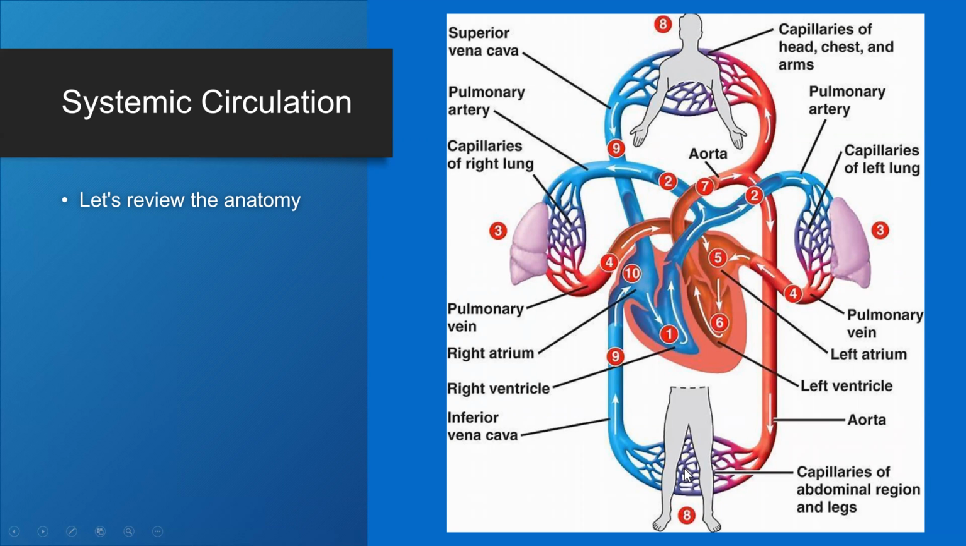And this is where exchange is going to happen, within capillary beds. And then small capillaries unite, forming venules and medium veins, large veins, and then inferior and superior vena cava that deliver blood back to the heart, but now to the right side, to the right atrium. So here's number 10, we're back to the heart and we're going to start all over.